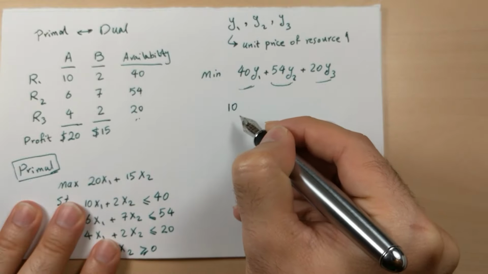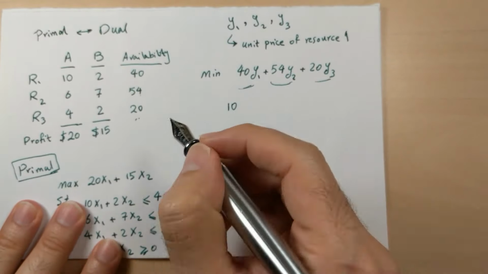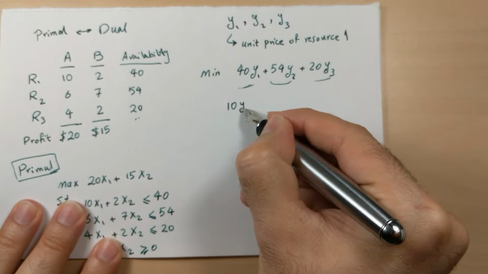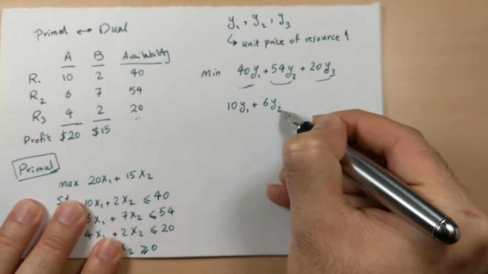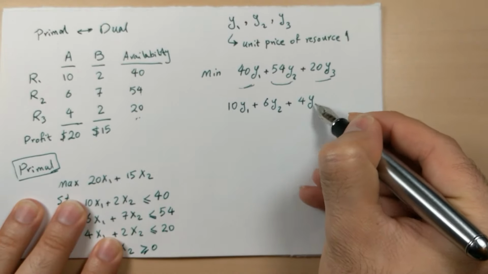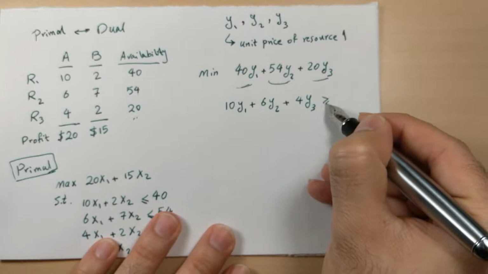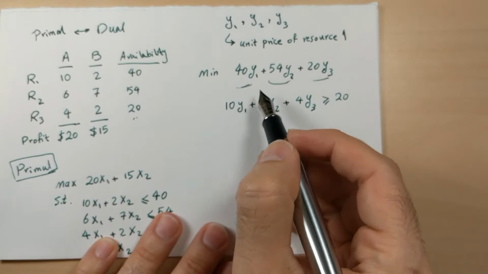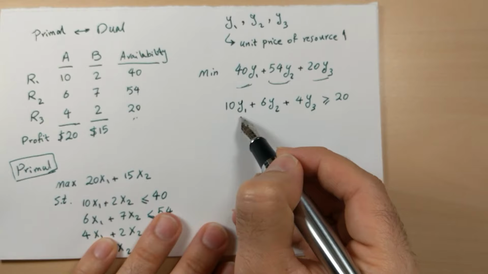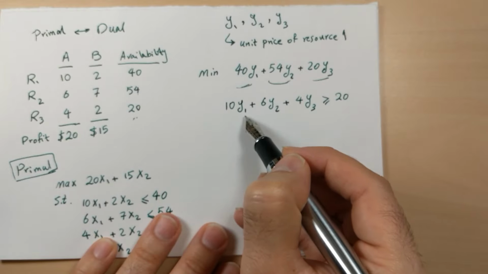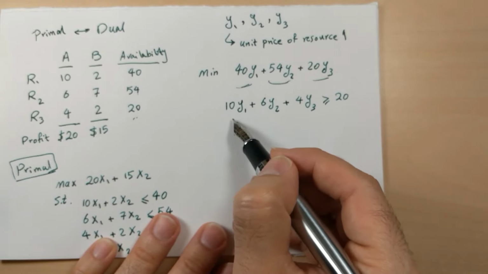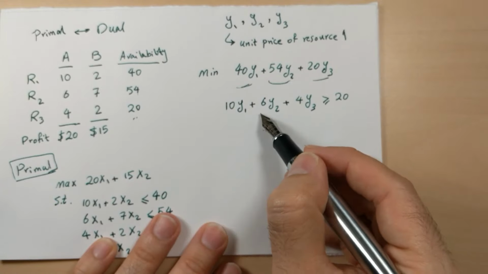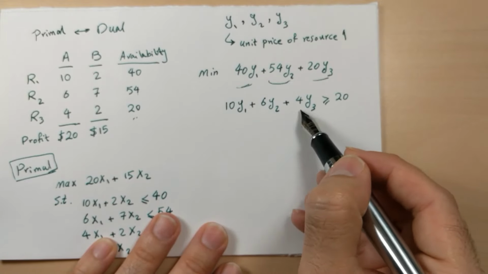We need 10 units of resource 1 for 1 unit of product A. So 10y1 plus 6 units of resource 2 multiplied by y2 plus 4y3 should be at least $20. So the price they can earn from each unit of resource 1 multiplied by 10 gives you the value of resource 1 for producing 1 unit of product A, the value of resource 2, the value of resource 3.